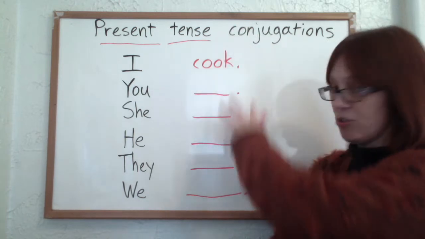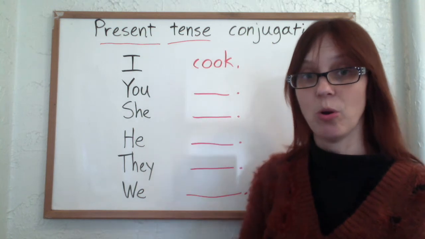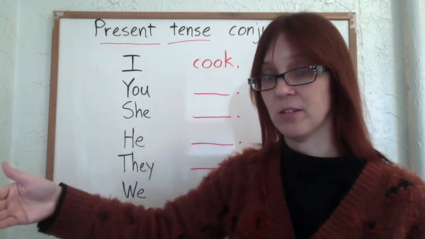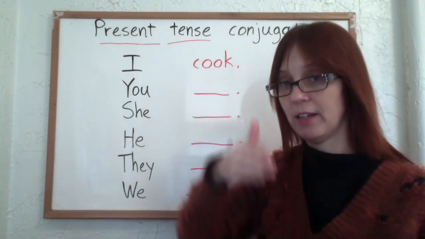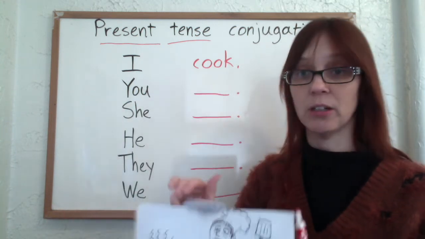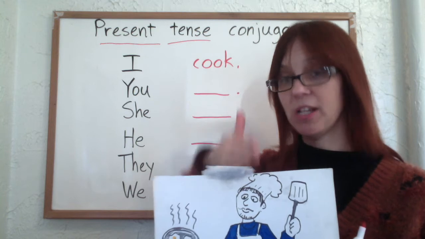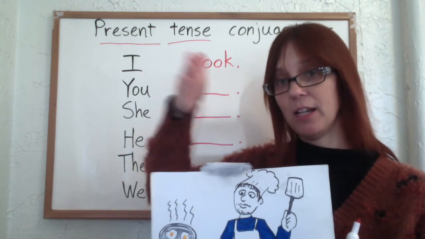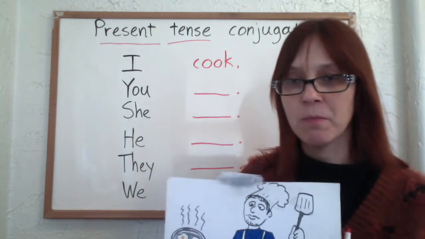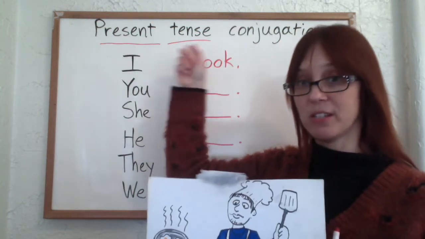And these are conjugations. In English, present tense we use when we talk about things that repeat. Things I do again and again and again. So for example, I cook every day. I cook on Monday, I cook on Tuesday, I cook on Wednesday, I cook on Thursday, again and again. Or I cook every weekend. So that's present tense in English.